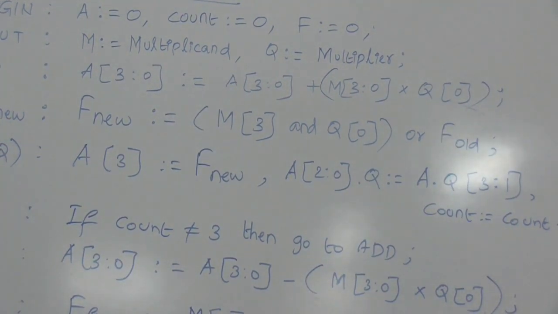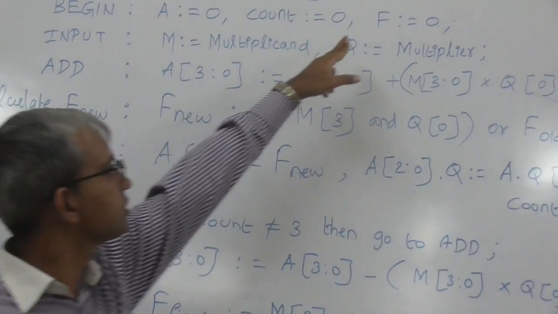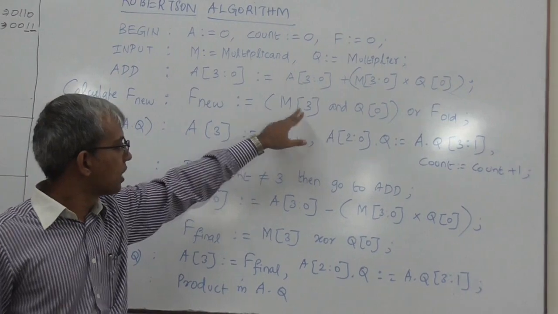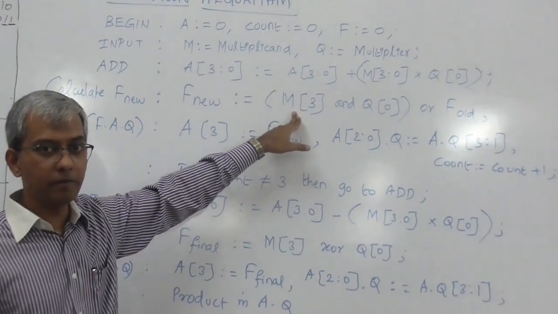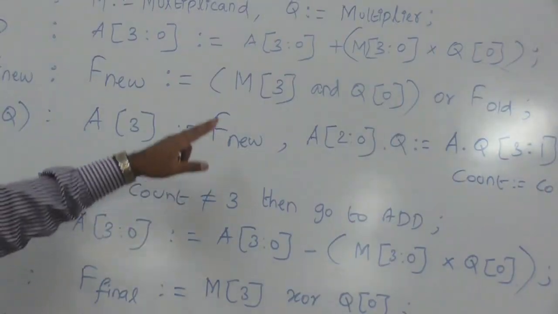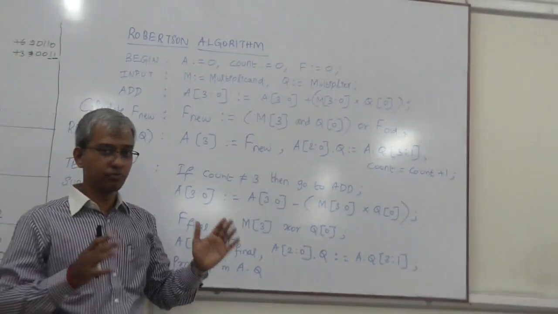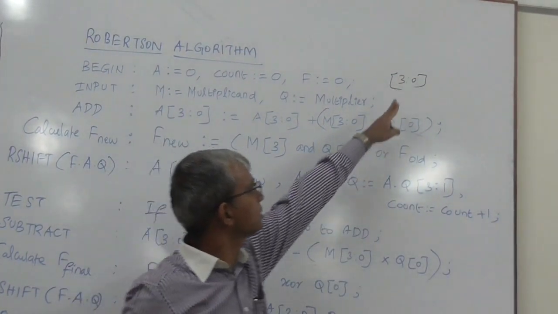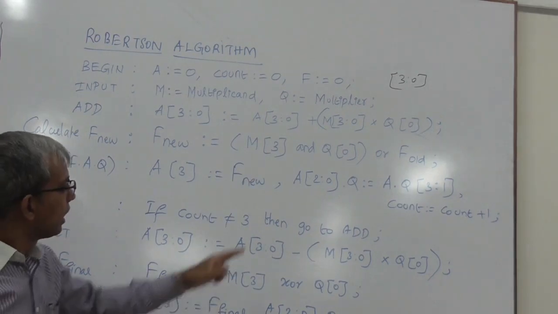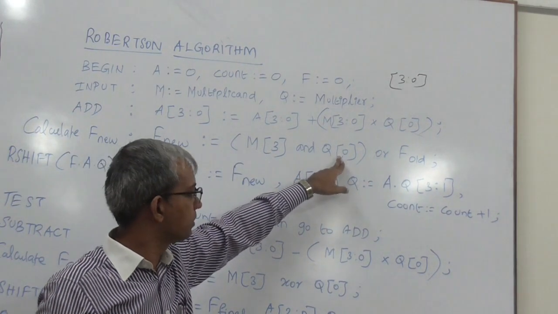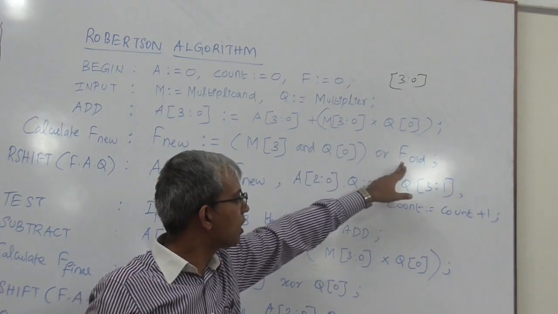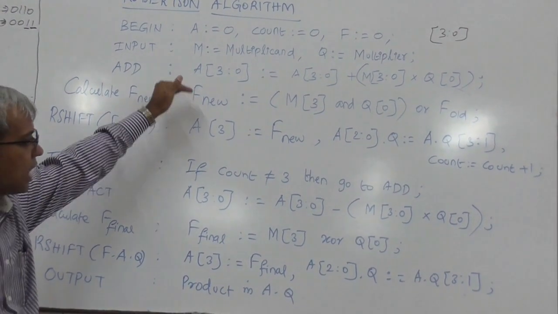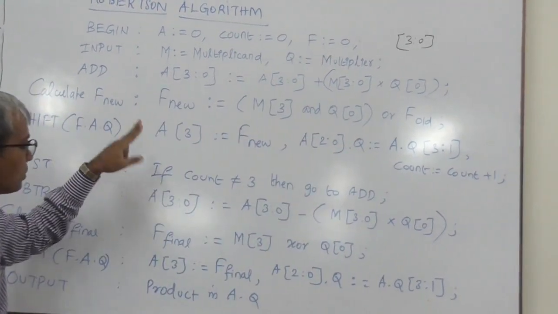Then, in order to take care of the sign bit, I have to calculate F. F is initialized with 0 here, and I have to calculate the new value of F. The formula to calculate the new value of F is here. I take the sign bit of the multiplicand, where M represents the multiplicand. Here I have taken 3, because the size of my operand is 4, so it ranges from 3 to 0. So 3 represents the MSB, the sign bit of your multiplicand, and Q of 0 is the LSB of your multiplier. These two values are ANDed, and that is ORed with the old value of F. F is initialized with 0, so you calculate the new value of F. After calculating the new value of F by applying this formula, I have to go for a right shift.